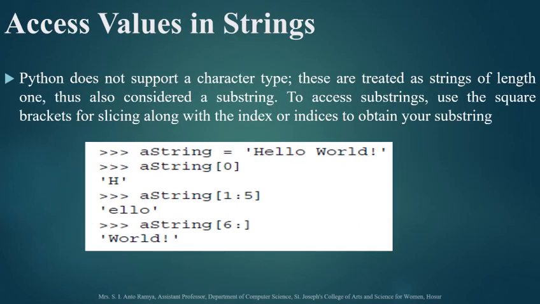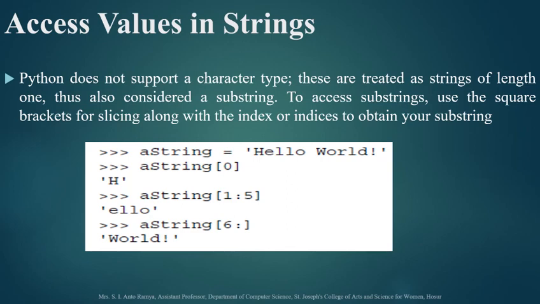Accessing values in strings. We'll go to the example. A string is equal to hello world. So we have created a variable called a string. The value we have given is hello world. Now when we give a string of 0, it will print the first character. So here indexing starts from 0. The first character inside the string is H. So H alone will be printed.